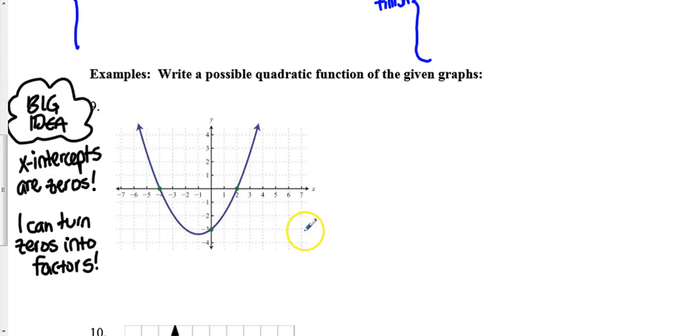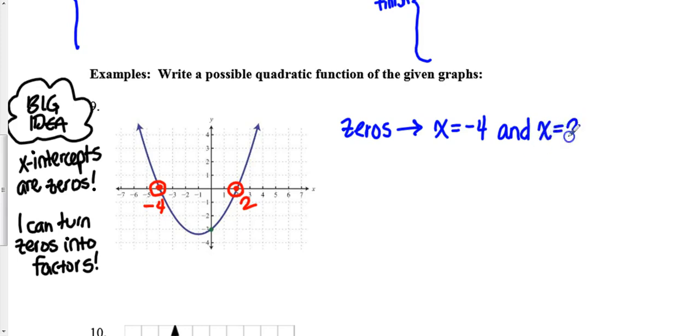Where are my x-intercepts for this graph? Where are they? I see one at negative 4 and another at 2. So my zeros are x equals negative 4 and x equals 2. Sometimes you might actually see them just listed negative 4, comma 2. That is not an ordered pair. That's a list of zeros. So look at our big idea. X-intercepts are zeros. I can turn zeros into factors.